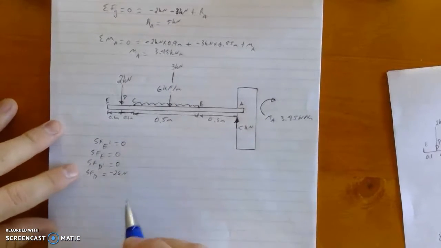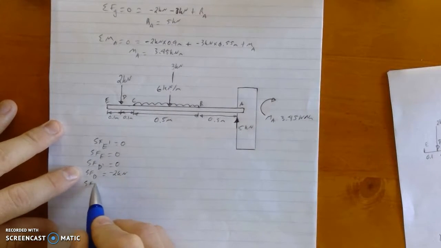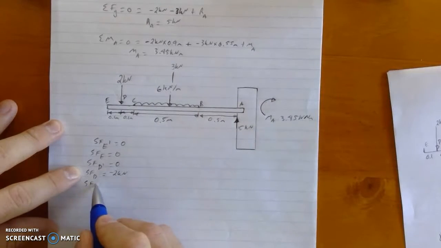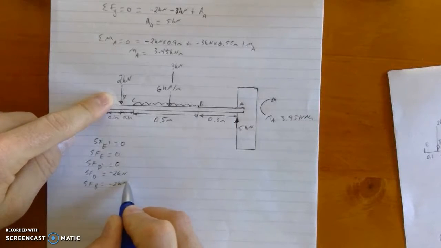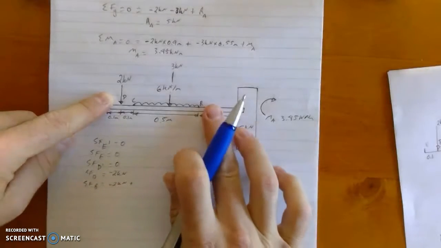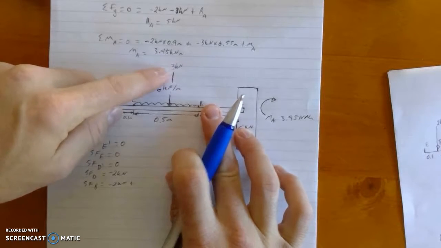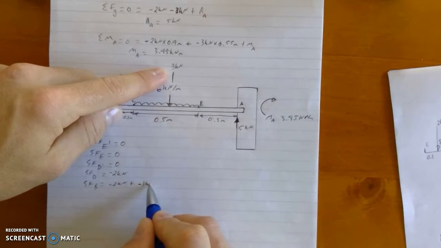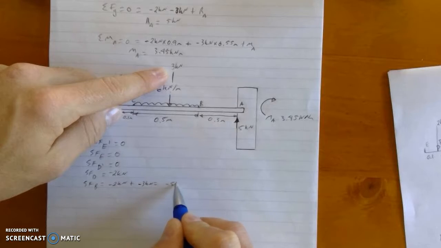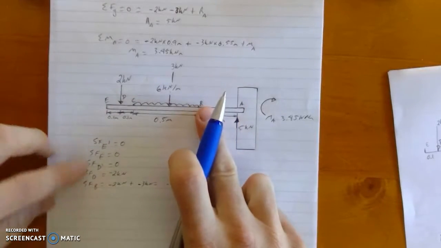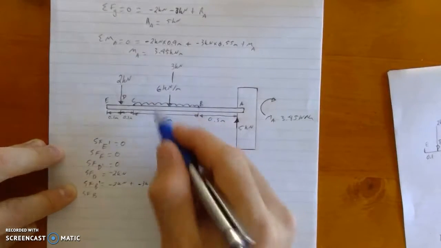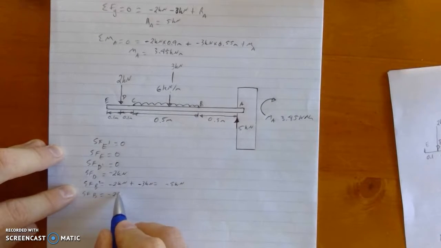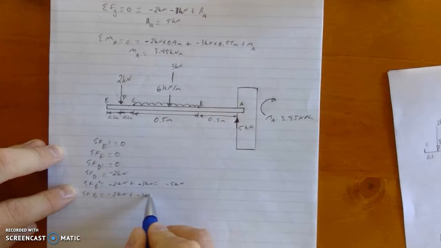Okay, so let's continue on. Now the shear force at point B is equal to negative 2 kilonewtons plus, at this point here, a negative 3 kilonewton force. So that equals negative 5 kilonewtons at that point. And the shear force at point B itself, just to the right, is the same thing. So once again, negative 2 plus negative 3.